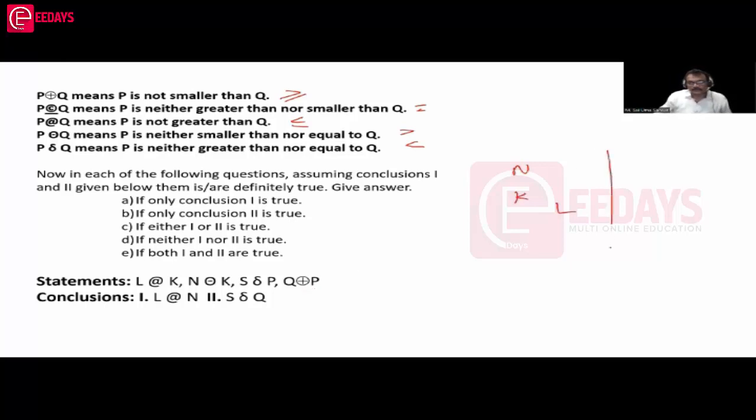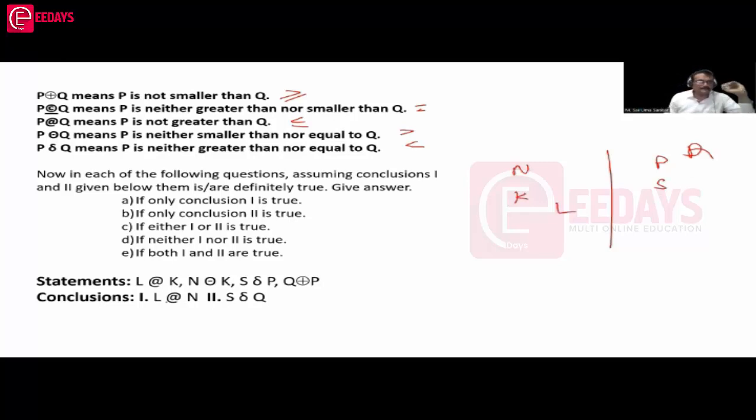Okay, now, what is the relation between S and P? S is less than P. What is the other relation? Q is greater than or equal to P. See, here we know the relation among N, K, L and Q, P, S. Okay, there is a vertical line in between N and K, N and L, Q and P, Q and S, P and S. And there is a diagonal line between K and L and P and Q.